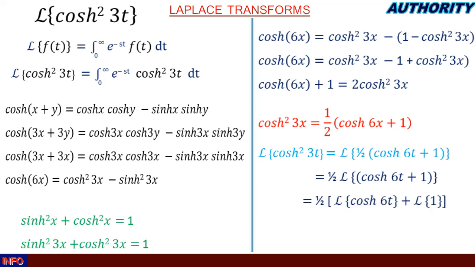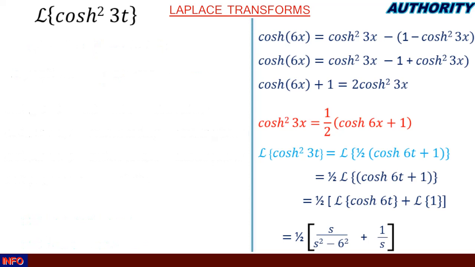Now, when we say the Laplace of cosh 6t, what is it going to give you? Remember that the Laplace transform of cosh at is the same as s all over s squared minus a squared, right? Good. So in this case, we have 1 all over 2. The Laplace transform of cosh 6t, what is going to give us? It's going to give us s all over s squared minus 6 squared. Is that true? Yes. And then again, when we say the Laplace transform of 1, what is going to give you? It's going to give you 1 all over s.